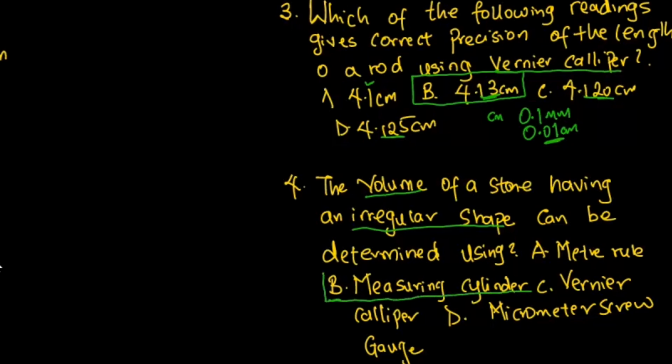And the principle behind this is that the volume of water that is displaced is equal to the volume of that irregular shape. So the answer to question 4 rather is B. We use meter rule again to measure short distances, Vernier caliper to measure the internal or the inner and the outer diameter of cylindrical object. Then micrometer screw is used to measure thickness of extremely small or very precise thickness. So let's move to the 5th question.